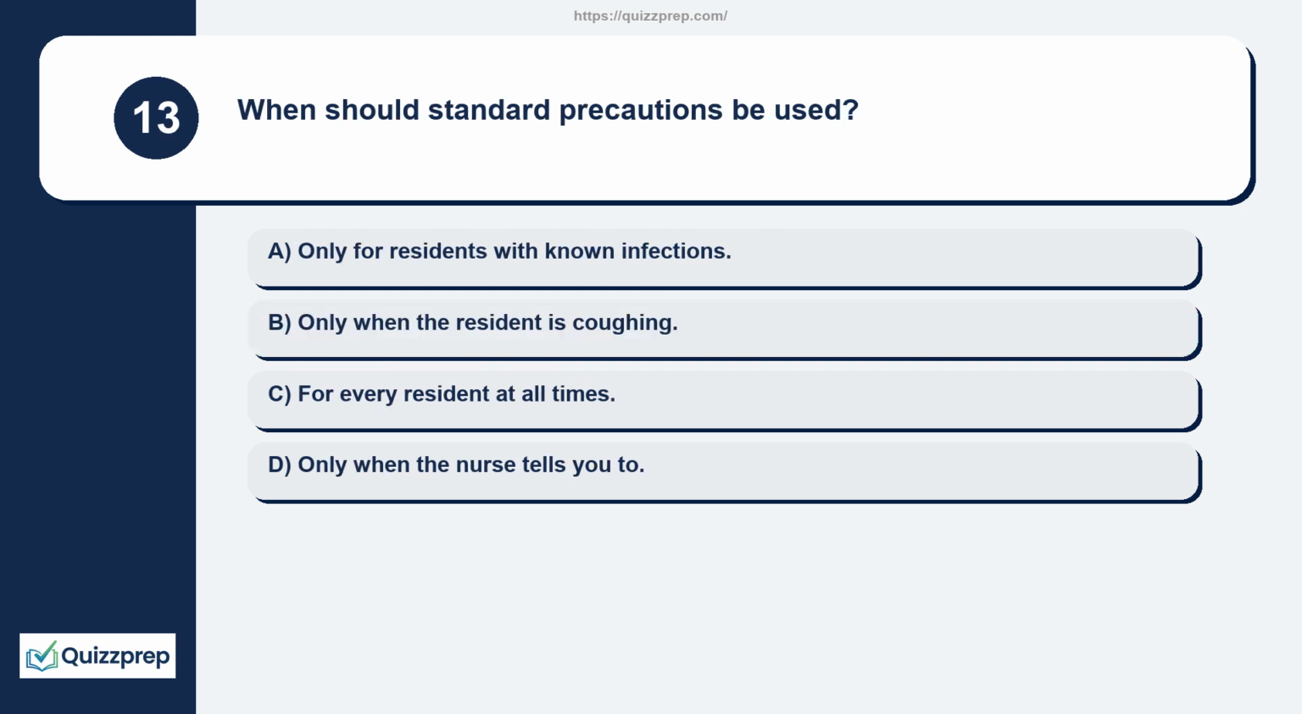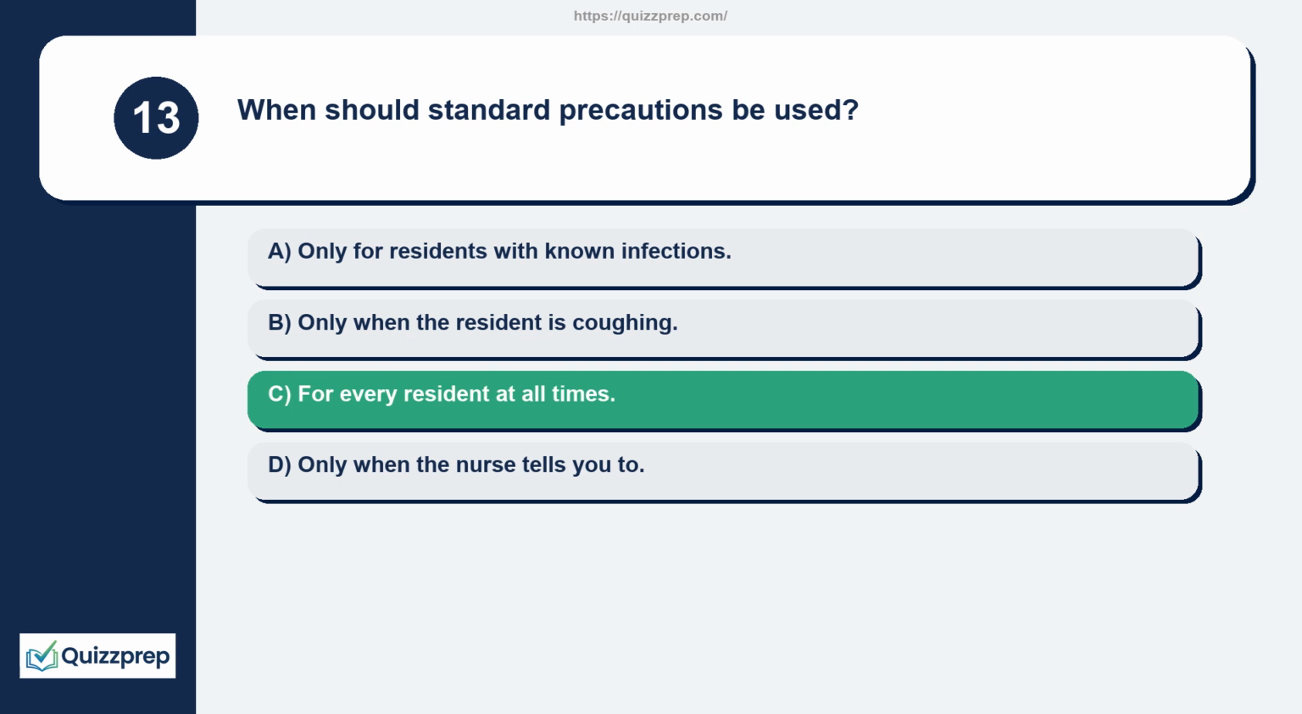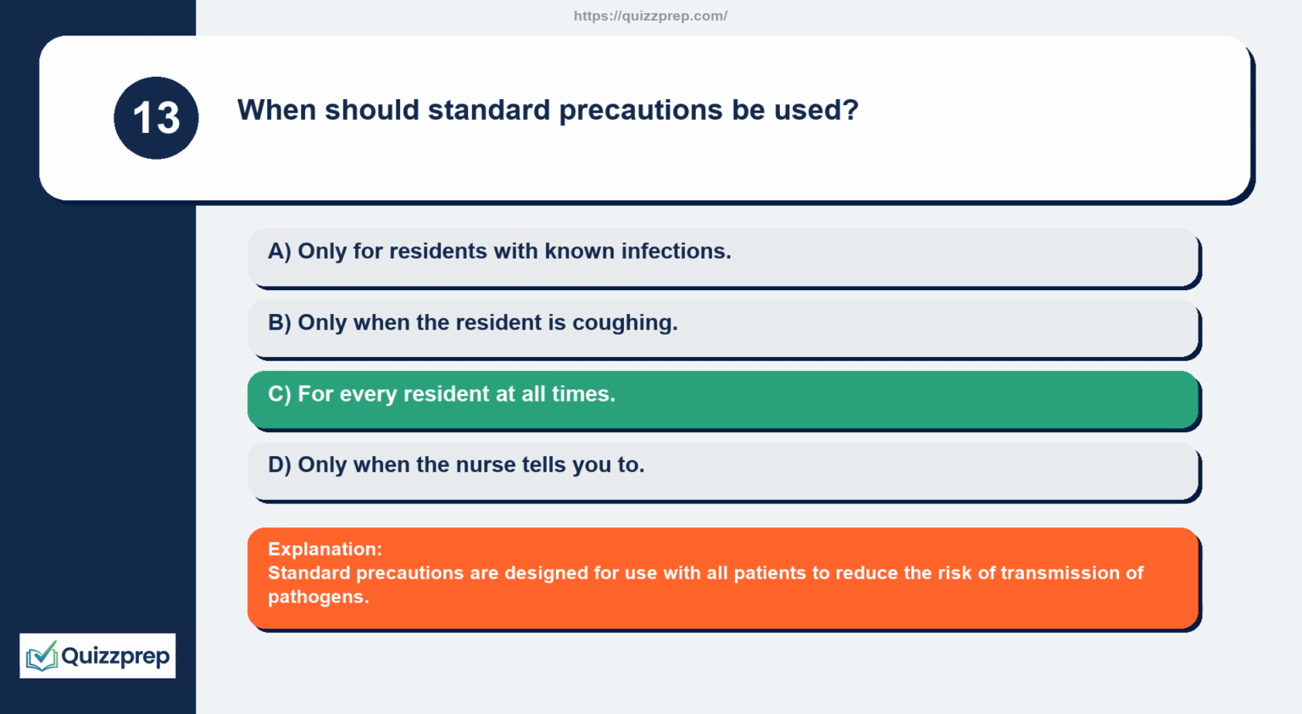Question 13. When should standard precautions be used? Only for residents with known infections. Only when the resident is coughing. For every resident at all times, only when the nurse tells you to. Standard precautions are designed for use with all patients to reduce the risk of transmission of pathogens.